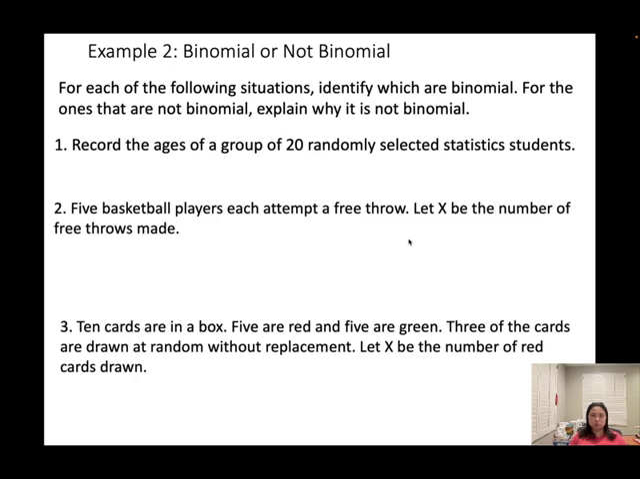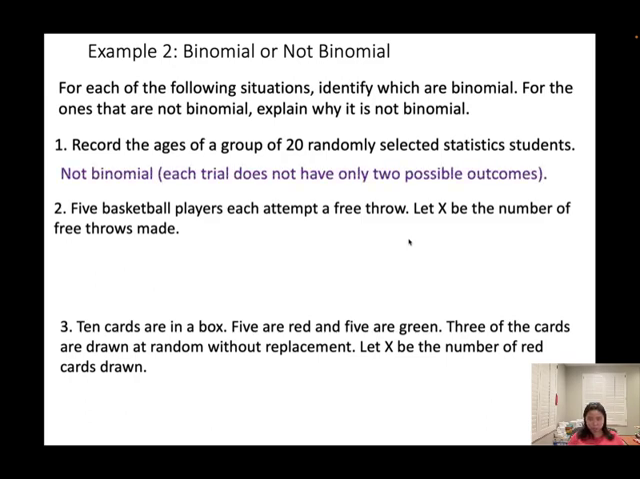So for this one, do they have 2 outcomes? No, right? They're talking about recording the age. Okay, you may have different outcomes in here. So this is not the binomial.